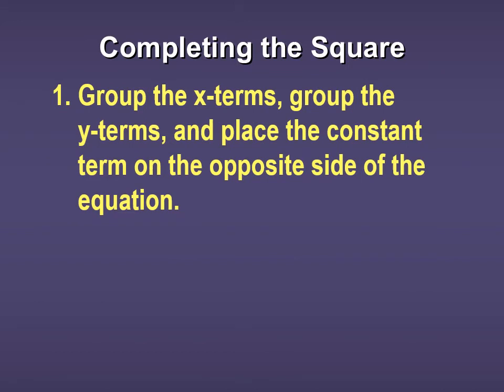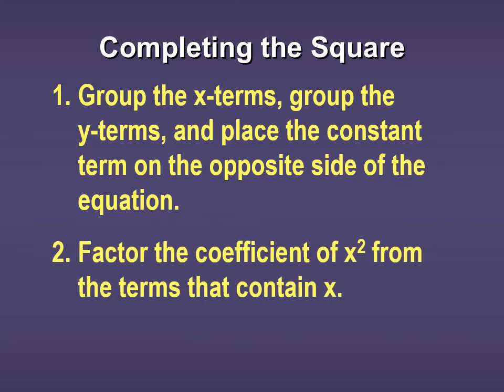Step 1: group the x terms and group the y terms together. You're going to place the constant term on the opposite side of the equation. These steps are specifically for completing the square to get your circle equation. So again, group your x terms and group your y terms. They're both going to be on the left-hand side, just grouped together. Then you're going to place all constants on the right-hand side.